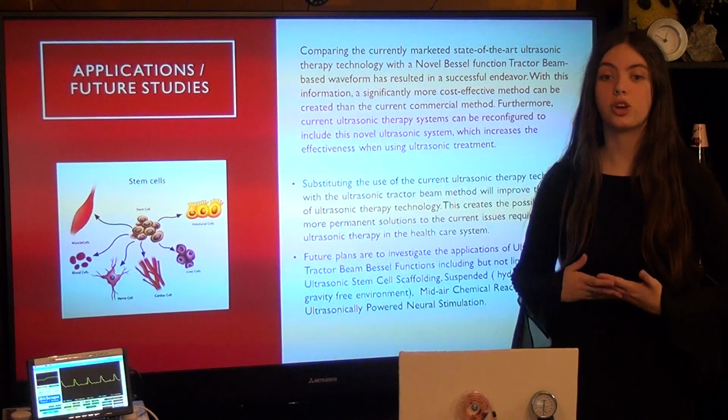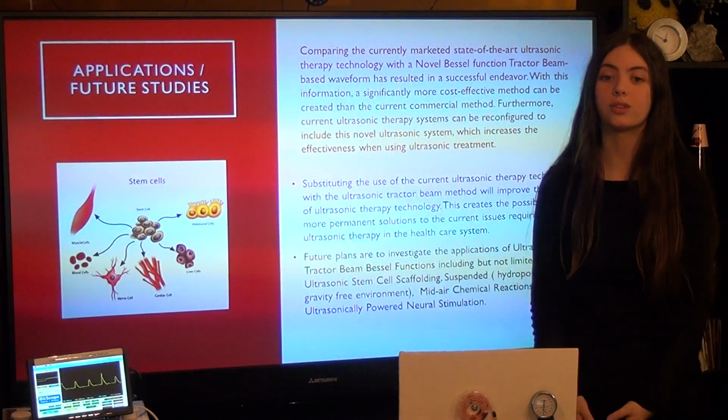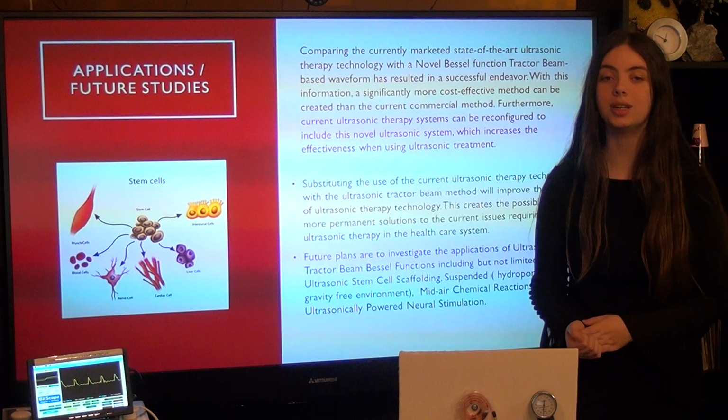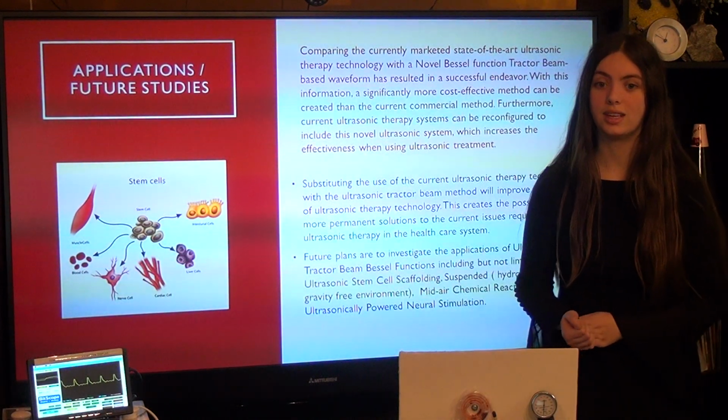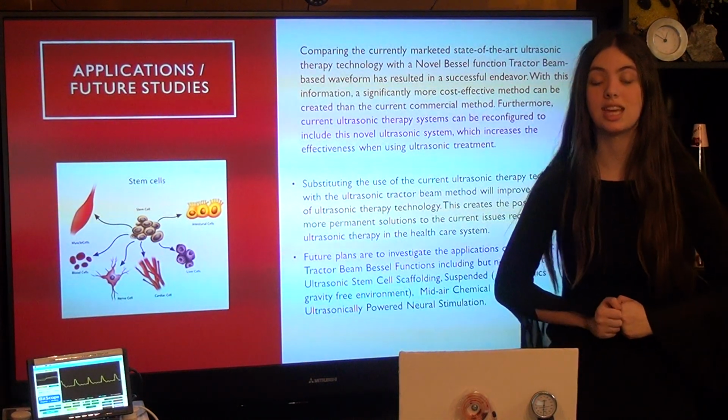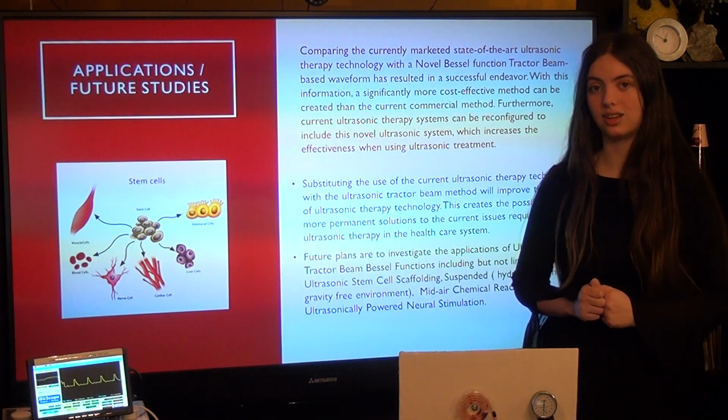The concept of the tractor beam in ultrasonic technology also has a very promising future in the development of stem cell scaffolding and other contact and contaminant-free procedures and studies.